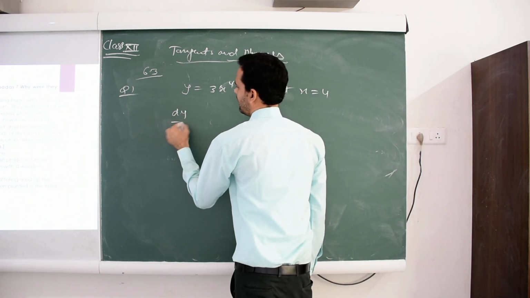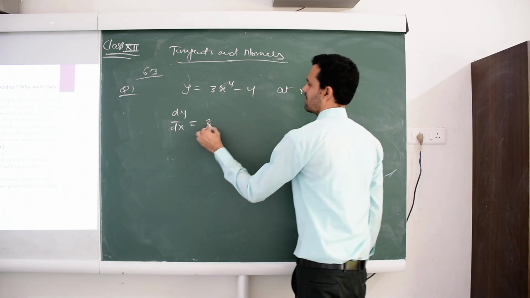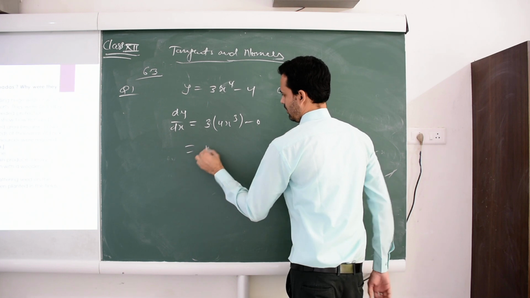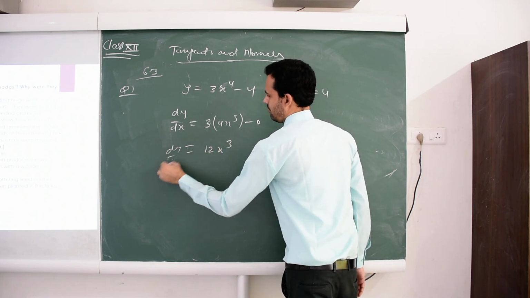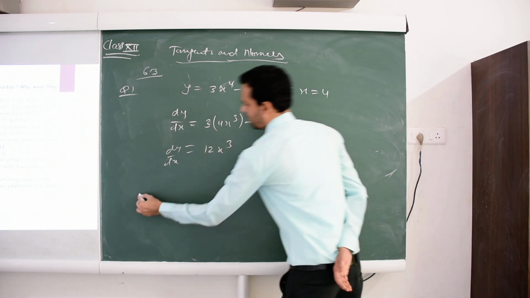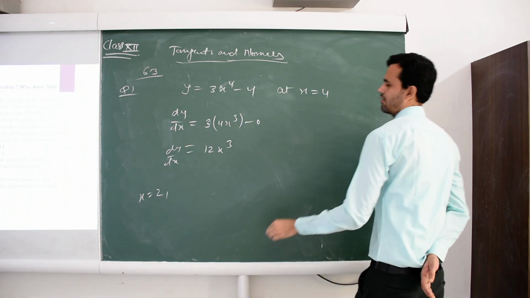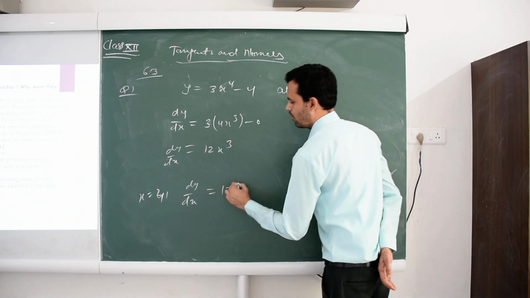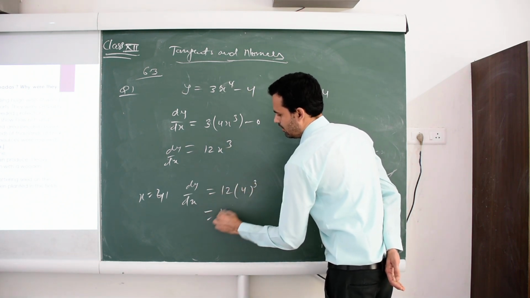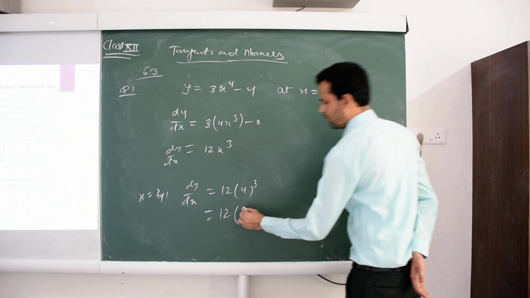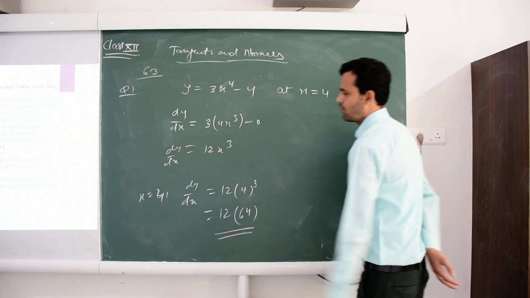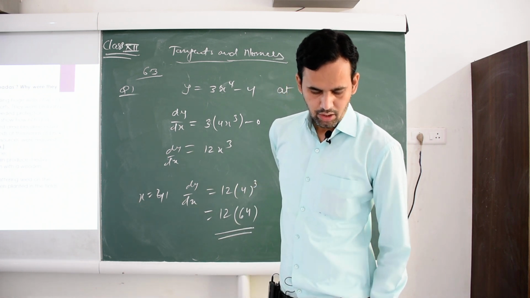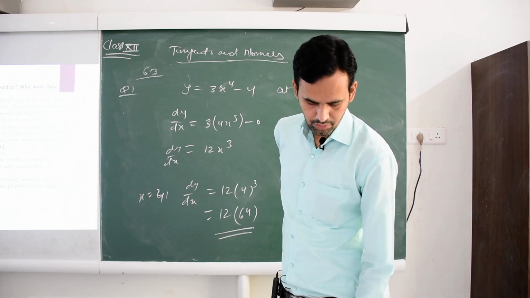So differentiate it. We get dy by dx as 3 into 4x cube minus 0, so 12x cube. dy by dx at x equals 4 is 12 into 4 cube. The value of 4 cube is 64, so 64 into 12 is the value of the slope of the tangent. Question number 1 complete.